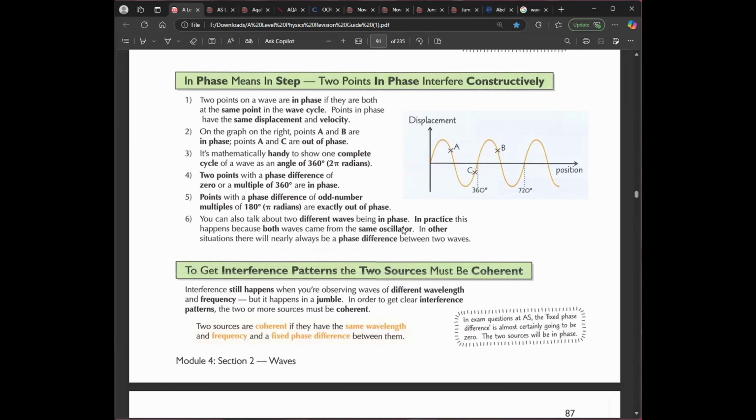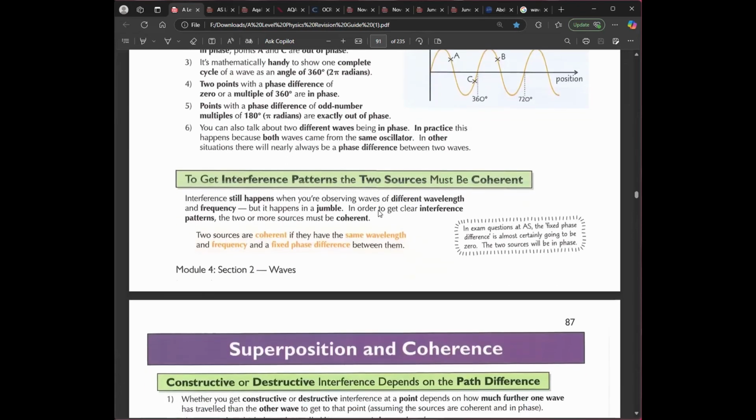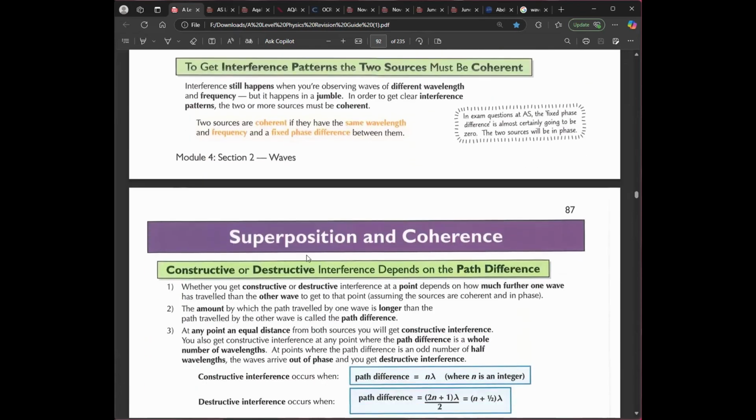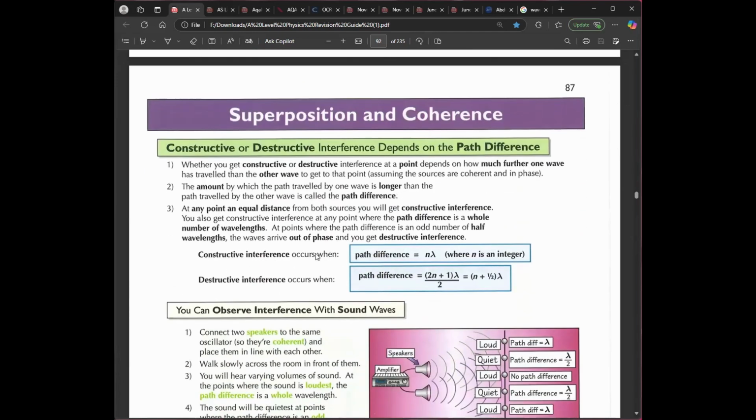So sorry, yes, half of the wavelength. So if you can measure it in path difference, you can measure it in phase difference. Both of them can tell you if it's going to be a constructive or destructive interference. I'm just going to read this so that we don't miss anything.